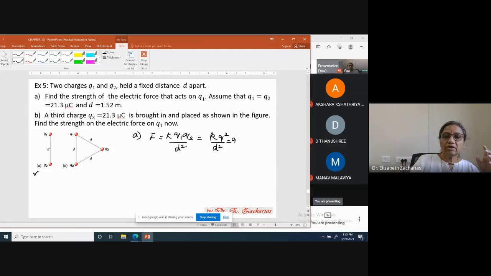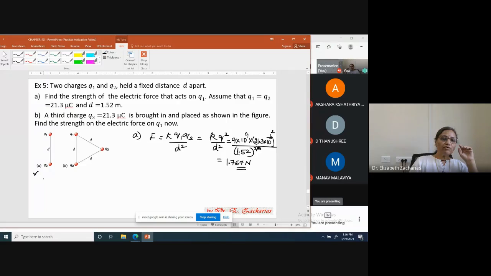Okay, so substitute 9 into 10 to the power of 9 into Q1 equal to Q2 equal to 21.3 micro. What is micro? 10 to the power of minus 6, whole square. Divided by D square. What is D? D is 1.52, so 1.52 whole square. If you use your calculator and do it, you should get an answer of 1.767 Newton.